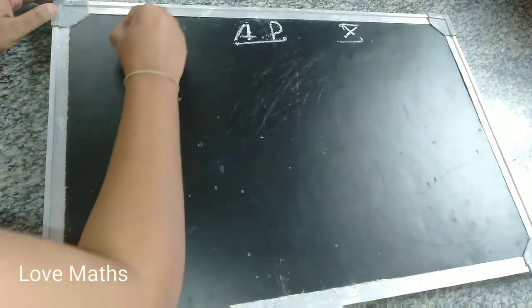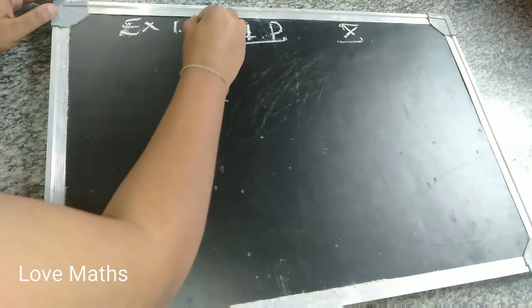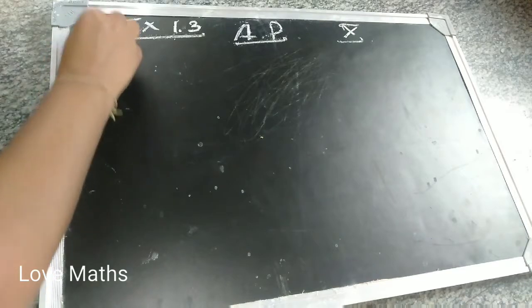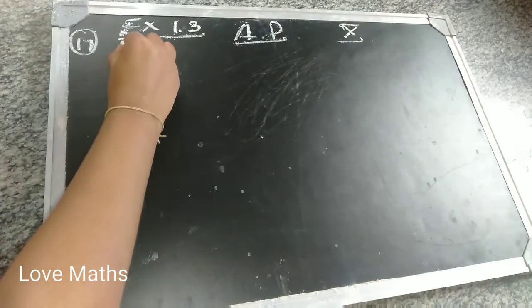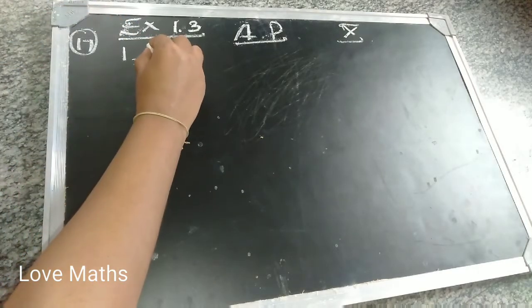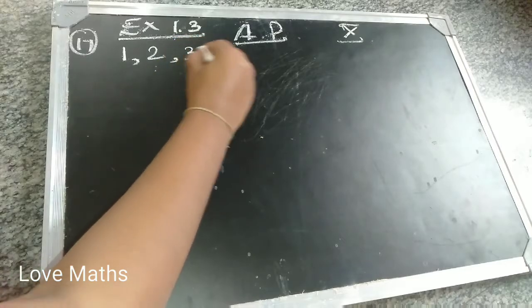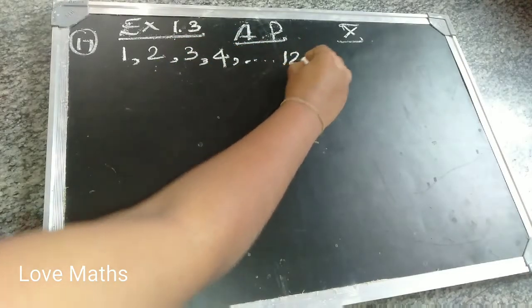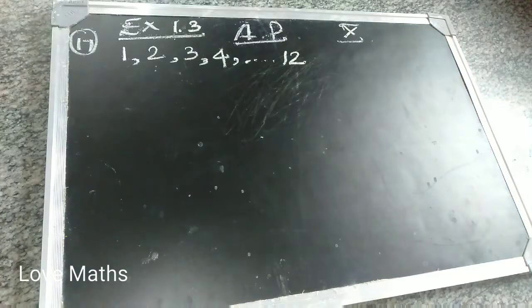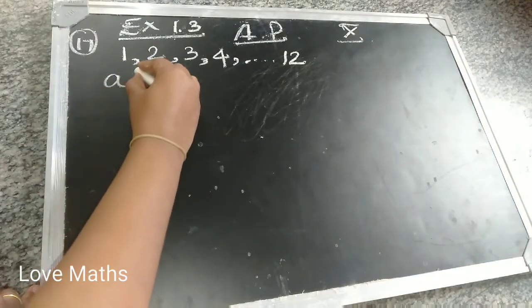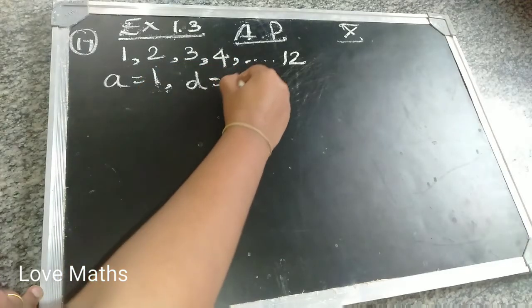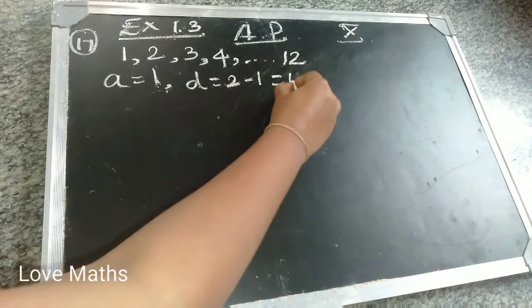Arithmetic progression exercise 1.3. The question number is 17. If it is the first class, 1 tree, second class 2 trees, class 3 means 3 trees, class 4 means 4 trees, like that it will continue till class 12. Okay, it is an arithmetic progression. So you have to find out first, A is 1. What is D? Second term minus first term, that is also 1.